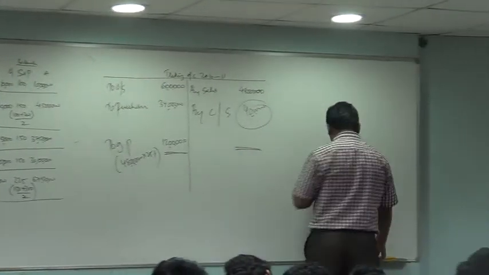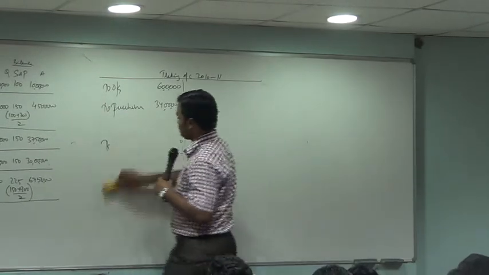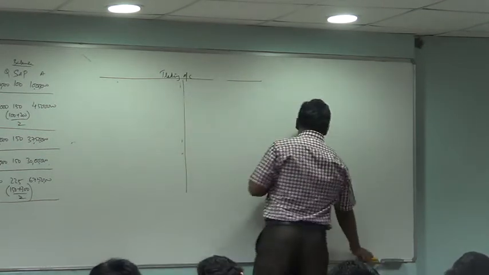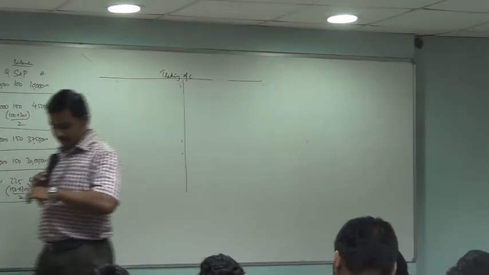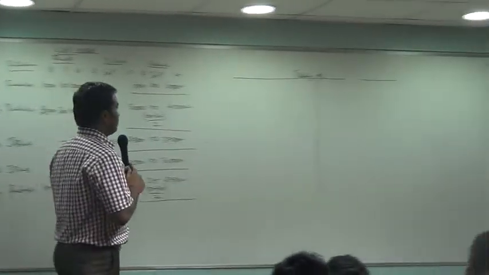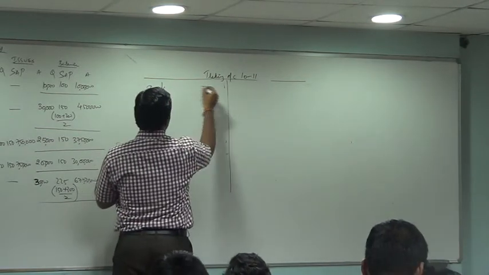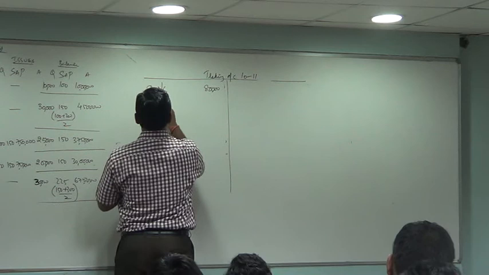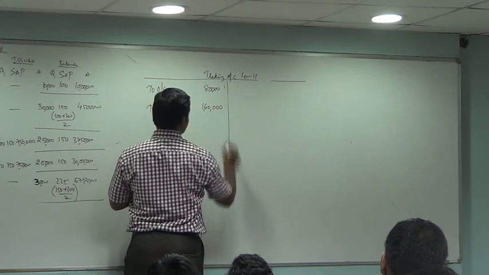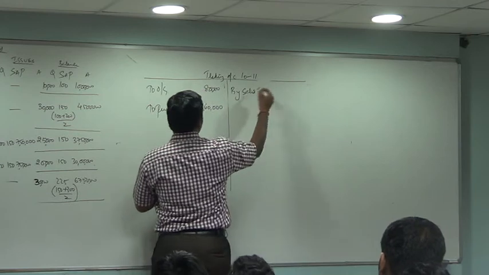Let us prepare a small trading account. You are given information for what period, please tell me? You are given information for 10-11 only. Trading account 10-11. Tell me the opening stock figure. 80,000. Purchases? 1,60,000. By sales, how much? 2 lakh.